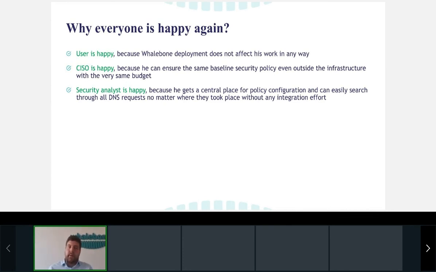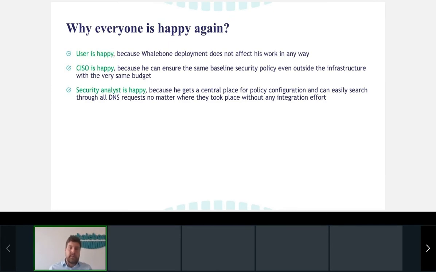The CISO is happy because he can ensure the same baseline security no matter where the users are. And again, the impact on the budget, there is none. Yeah, home office security is included in the license from us. So we don't care if the customer wants to use it or not. Yeah, it's included. We don't charge anything on top.